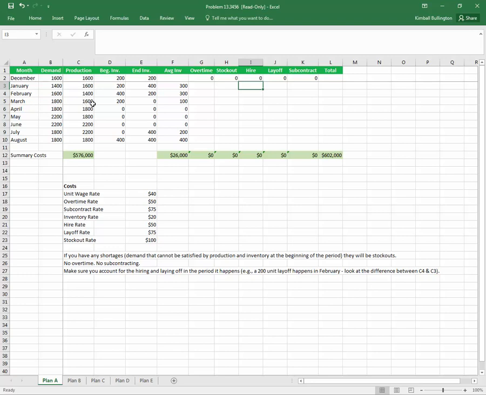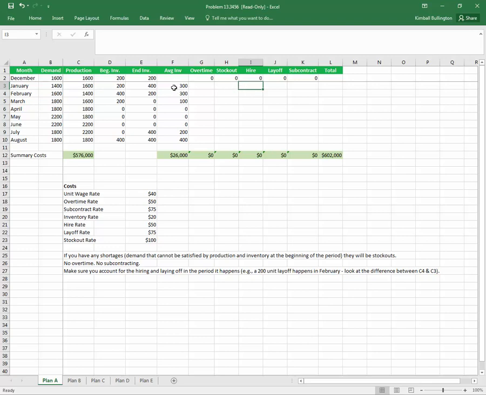In March, we went from 1,400 in February to 1,600, so we'd hire 200 in March. And in April, we went from 1,600 to 1,800, so we'd hire 200 there. So you're going to need to calculate that over here. So you need to think about, how do I do this? And it looks like another set of if statements.